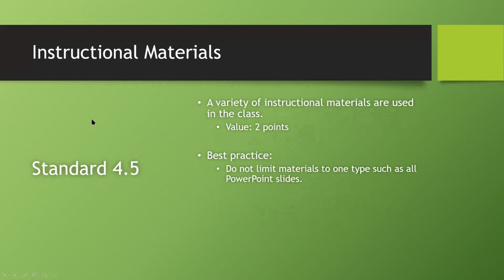Standard 4.5 is a 2-point value, and it says that a variety of instructional materials are used in the class. So what this means is that you don't want to limit your materials to one type. You don't want to use all PowerPoint slides. Just like we said in the assessment, you don't want to use all multiple choice quizzes. You want to use different things as well. So maybe you might use some PowerPoints, but maybe you might also have some videos, hopefully with closed captioning, or maybe you have some worksheets or something of that nature. You just want to make sure that your instructional materials are varied as well as your assessments.